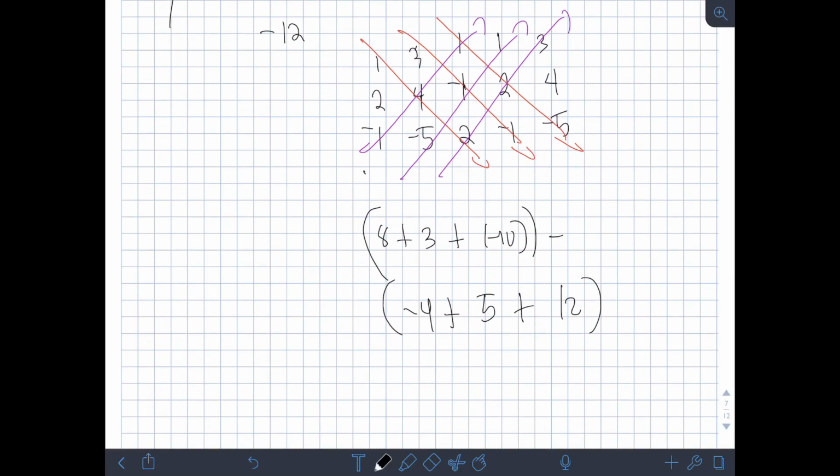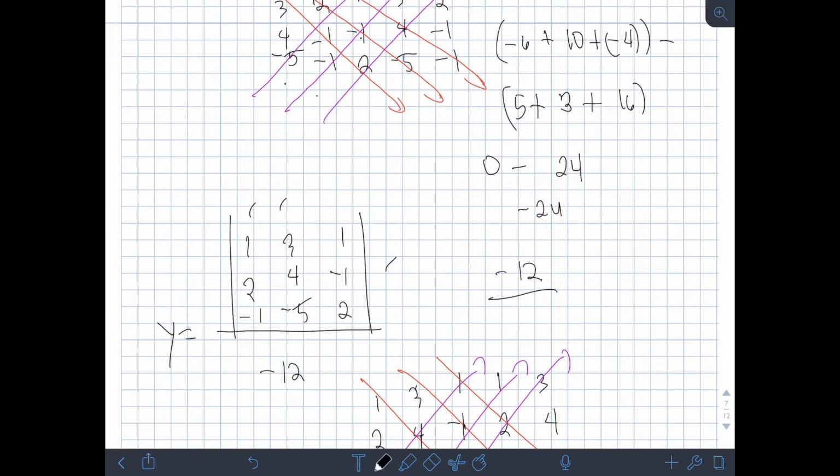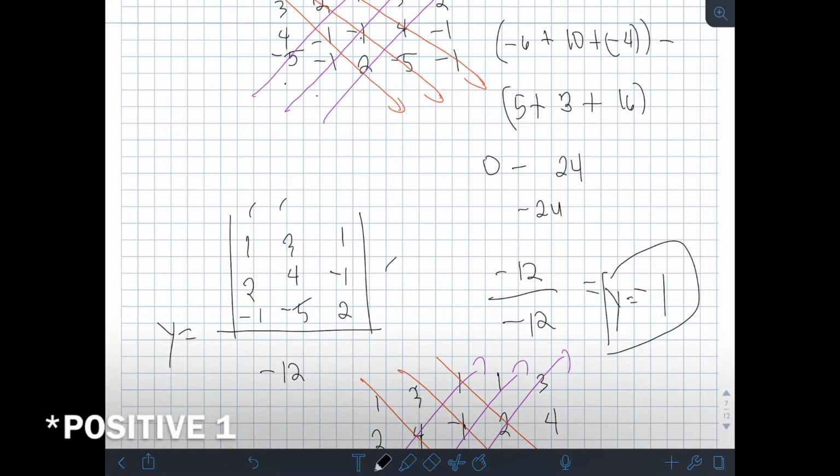So we have 8 plus 3 plus negative 10 is positive 1. Minus negative 4 plus 5 plus 12 is 13. So we have 1 minus 13 is negative 12. So we have negative 12 over negative 12 or equal to negative 1. So therefore y is equal to negative 1.